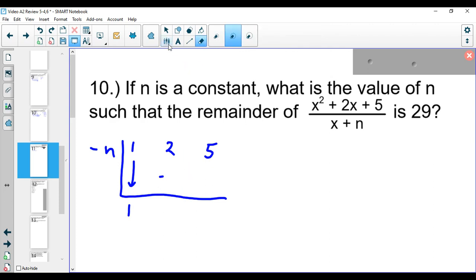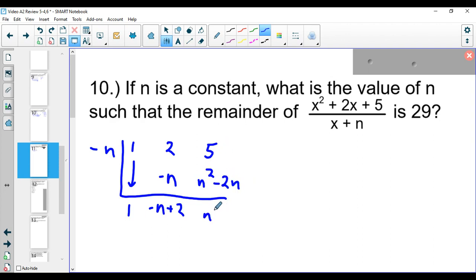Bring down the 1. Negative n times 1 is just negative n. Then we combine these and get negative n plus 2. Then we multiply negative n times negative n. That's going to be positive n squared. And then negative n times 2 is negative 2n. Then we combine here and get n squared minus 2n plus 5. And that's the remainder.